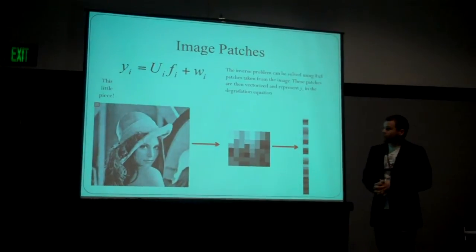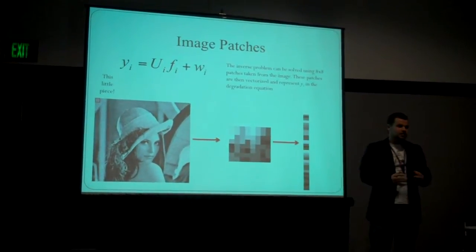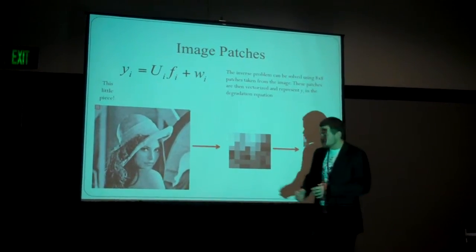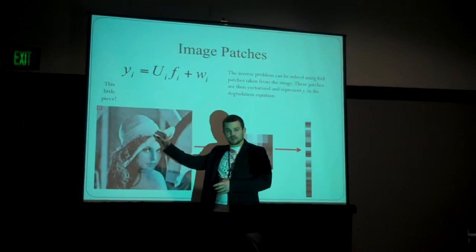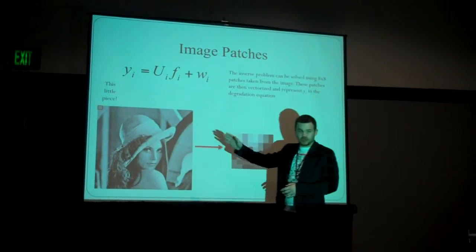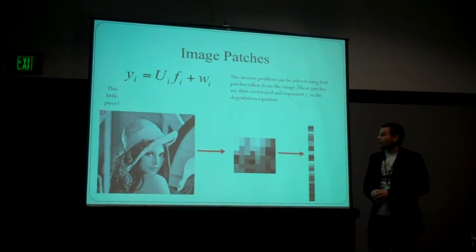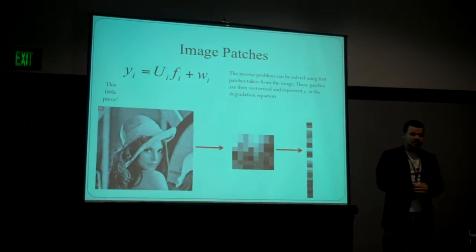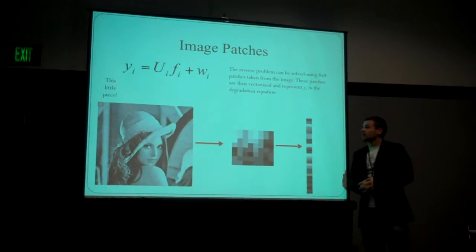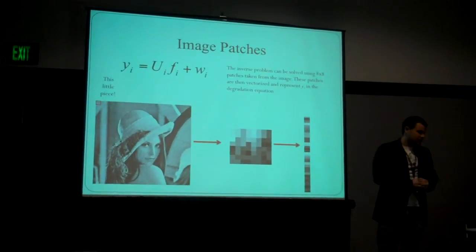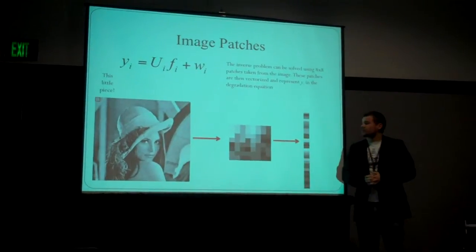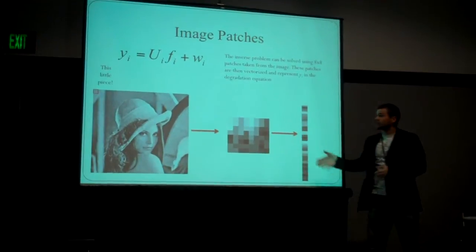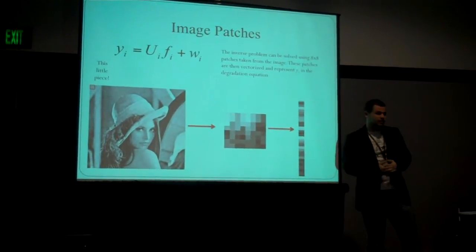So what we work with are image patches. Instead of working with the image as a whole, we take 8x8 patches from the image, and instead of moving over 8 columns and down 8 rows, we move over 1 column at a time and then 1 row at a time. So a 512 by 512 image has somewhere in the neighborhood of 262,000 image patches, which, as I'm sure you can imagine, makes things very hard to work with. Makes them very computationally intensive. But for computational purposes, we take these patches and then vectorize them, and we can still use our degradation operation to represent each patch.